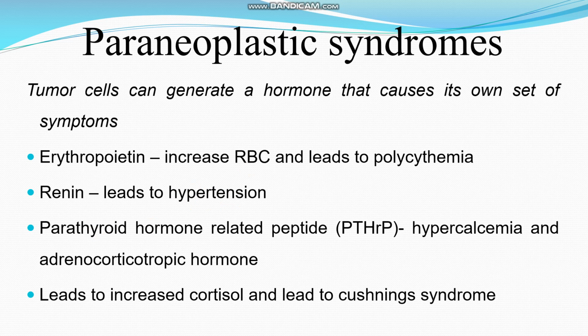Sometimes the cancer cells in the renal system can produce parathyroid hormone related peptide, PTHrP. As a result of that, it can lead to hypercalcemia. And this parathyroid hormone related peptide can stimulate another hormone, adrenocorticotropic hormone. Again, it will lead to cortisol formation and leads to Cushing syndrome. So in renal cancer, the patient can also experience polycythemia, hypertension, hypercalcemia, Cushing syndrome. It is not seen in all the patients. Individual differences will be there.